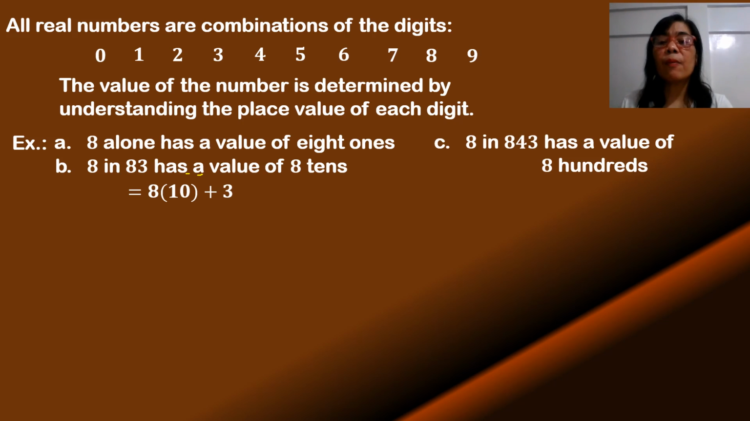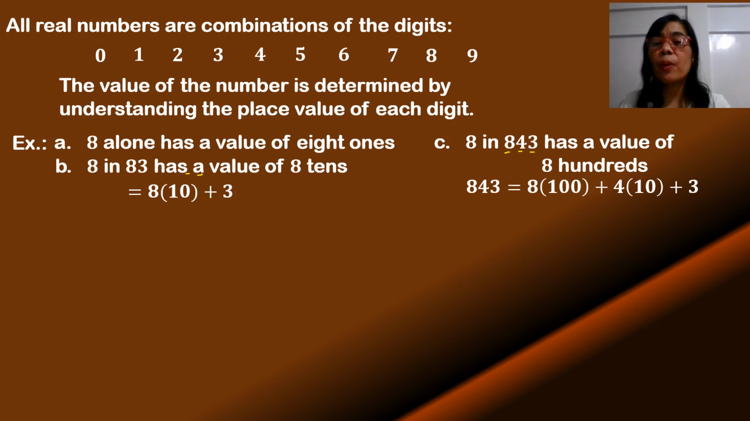8 in 843 has a value of 8 hundreds. That means in 843, there are 8 hundreds, 4 tens, and 3 ones or 3 units. So 843 may be written as 8 times 100 plus 4 times 10 plus 3.